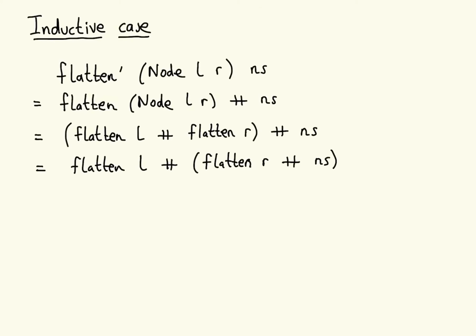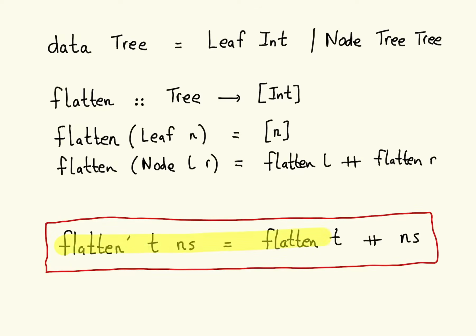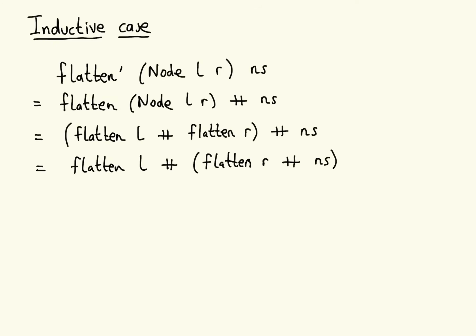Okay, so now we think, what do we do? And this is the point, just like with the calculation for the reverse function, where we remember that we're doing an inductive calculation. So we're allowed to assume that our equational property in the red box here is true for the left subtree L and any old list ends, and it's also true for the right subtree R and any old list ends as well. And what we see is that we have this pattern appearing a couple of times in the term which we're manipulating. So we can actually apply our induction hypotheses at this point.